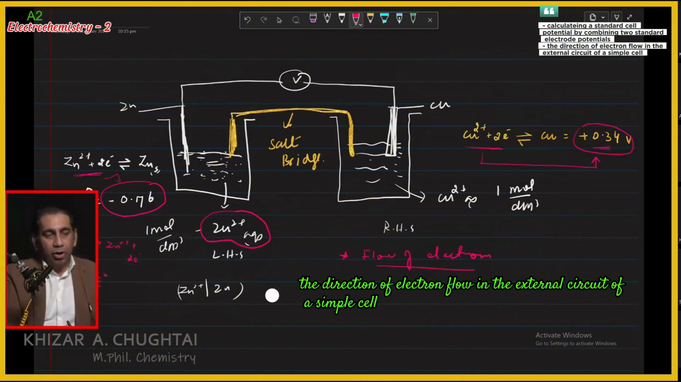Then the same answer, according to Kizzer rule, will be reversed, so it will be 0.76. What does it mean if I am going to reverse this equation and this reaction can be reversed? Why can this reaction be reversed? Because it is a reversible reaction. It can proceed in two directions, forward as well as backward. So yes, it can be reversed.